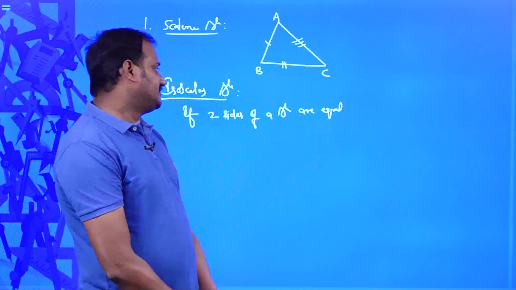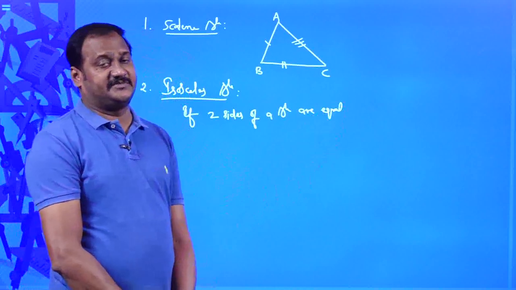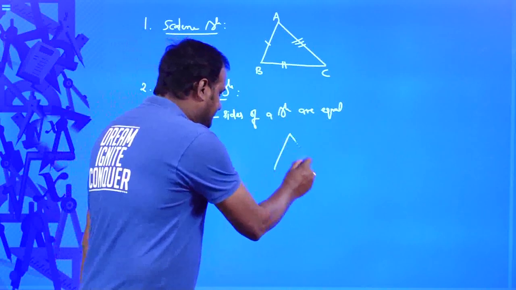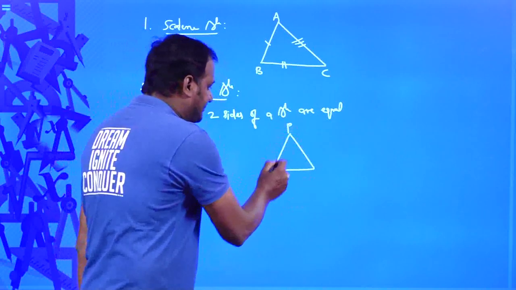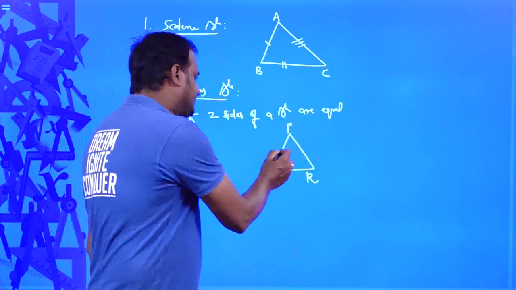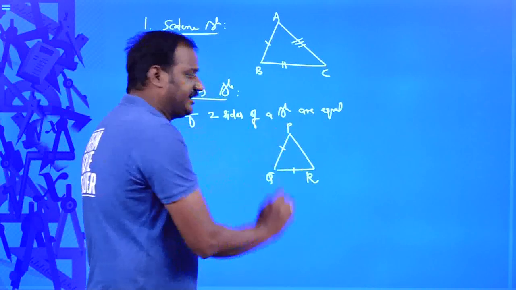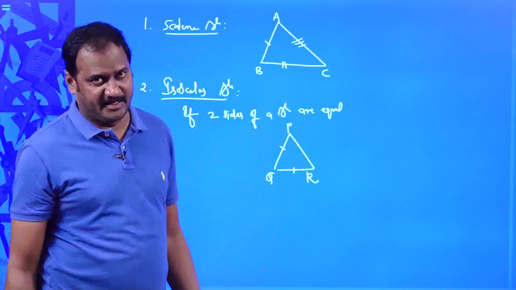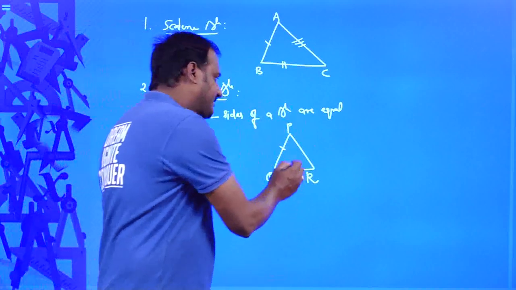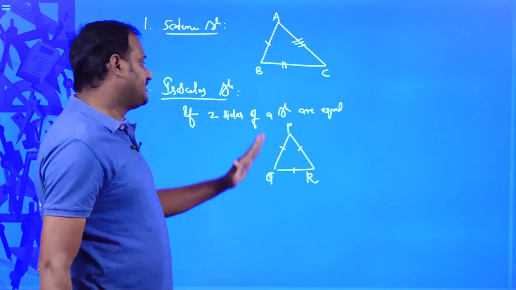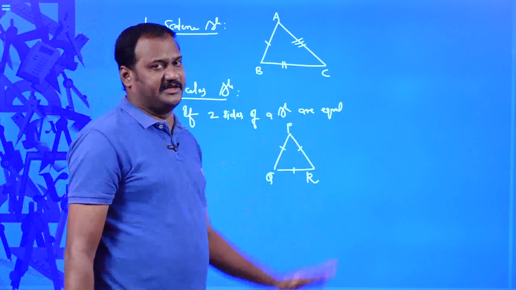When you observe the definition, if two sides of a triangle are equal, I am taking one triangle like this. This is triangle, for example, PQR. As per the definition, I am marking these two as equal. So, you can say that it is an isosceles triangle. Suppose I mark PR also this way, what do you mean by that? PQ is equal to QR is equal to PR.